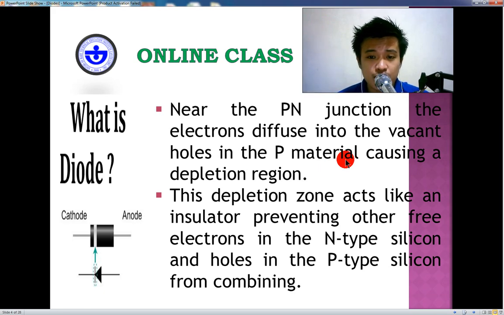But if you supplied negative current on the cathode, that negative current can pass towards the anode, since the negative current is supplied towards the cathode.